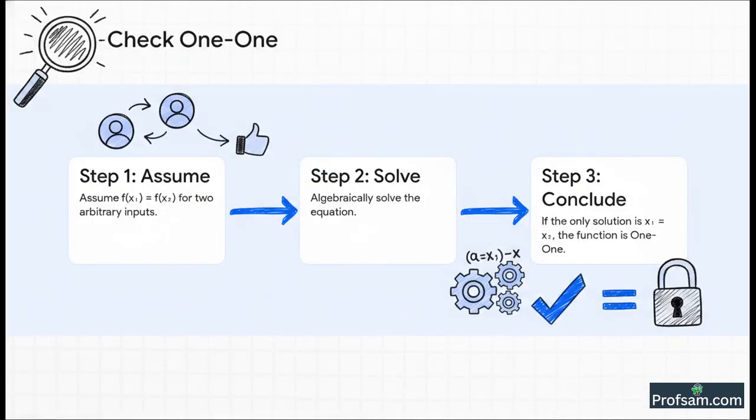So how do you actually prove this in an exam? It's super straightforward. Just follow these three simple steps. First, you assume that f of x1 equals f of x2. Then, you just do the algebra and solve it. If you end up with x1 equals x2, boom, the function is 1-1. It's the same method every single time.